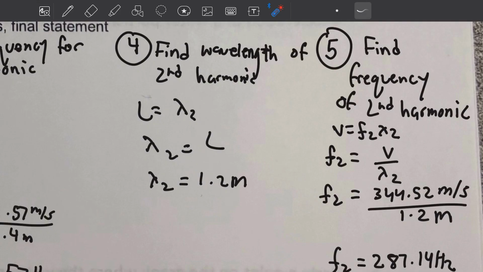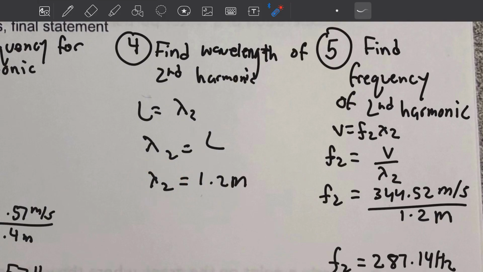So to find the wavelength, all you need to do is use this equation. For the second harmonic, the length equals the wavelength itself. So all you need to do is substitute in the length, which we know to be 1.2 meters, and that we can say is equal to wavelength.